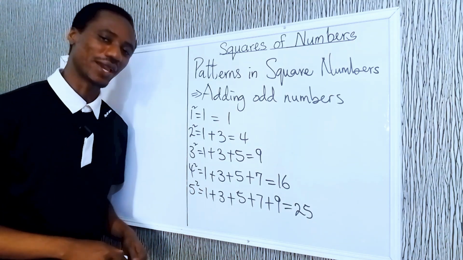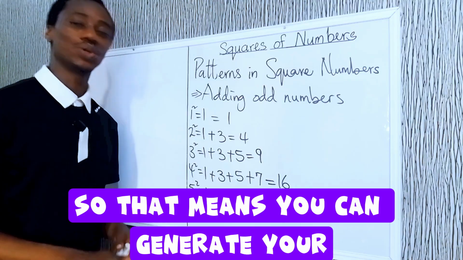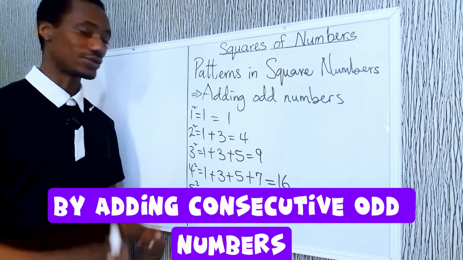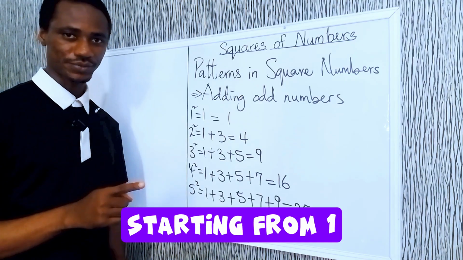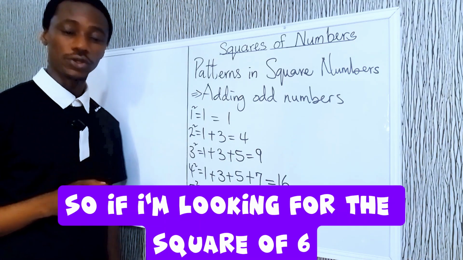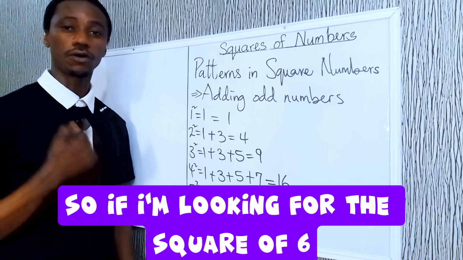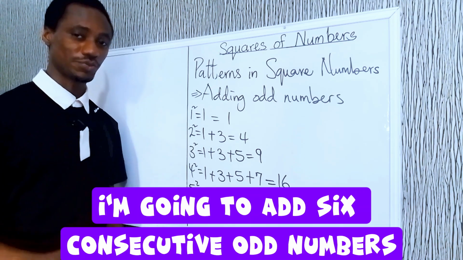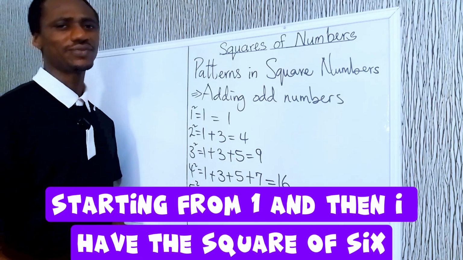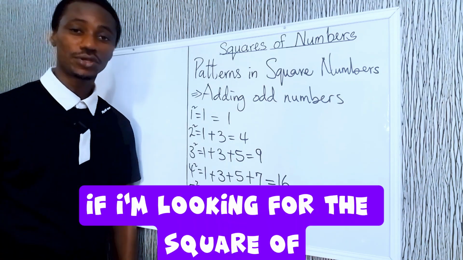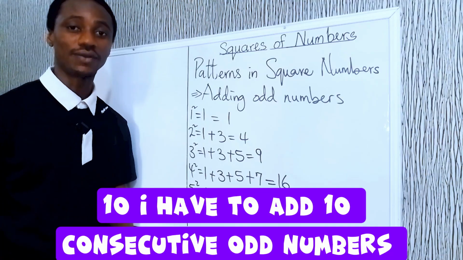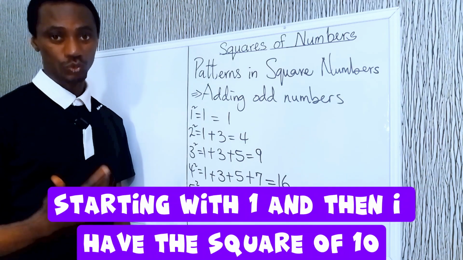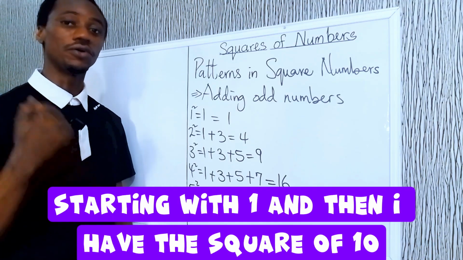Interesting, right? So that means you can generate your squares of numbers by adding consecutive odd numbers starting from 1. So if I'm looking for the square of 6, I'm going to add 6 consecutive odd numbers starting from 1, and then I have the square of 6. If I'm looking for the square of 10, I have to add 10 consecutive odd numbers starting with 1, and then I have the square of 10.